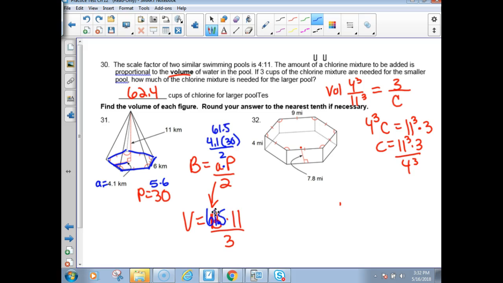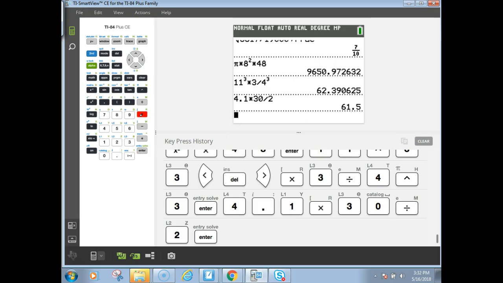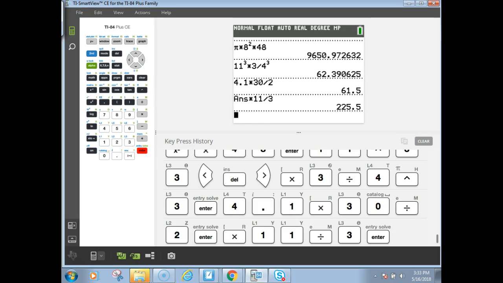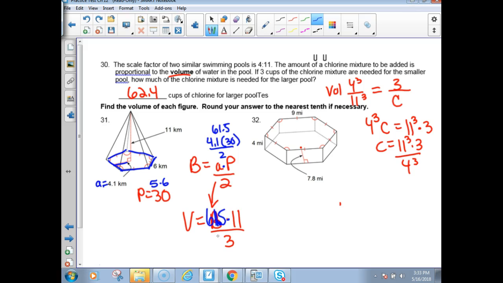And I will multiply that by 11 and divide by 3. So 61.5 times 11, I can just type that now that I have it on my calculator, divided by 3. And that's because it's a pyramid that we're dividing by 3. 225.5 cubic kilometers.